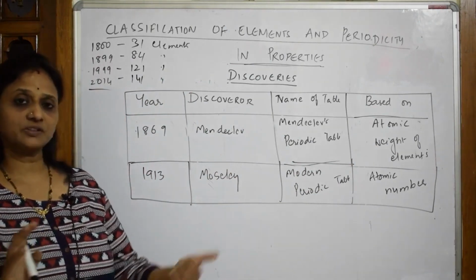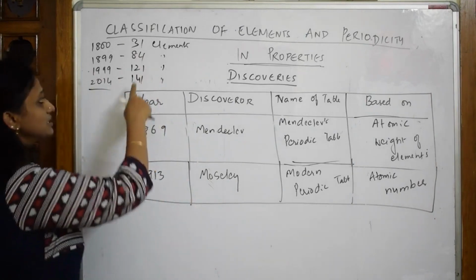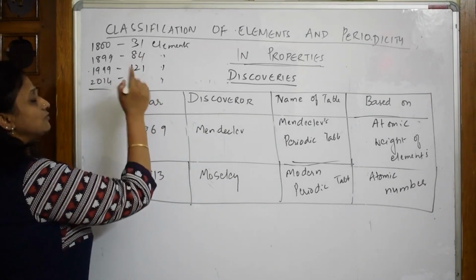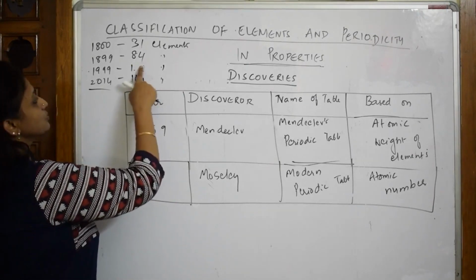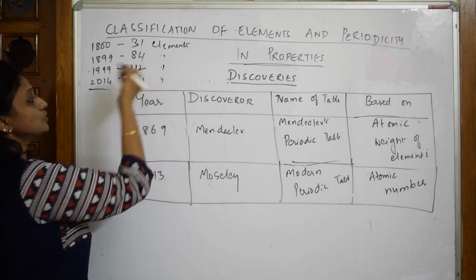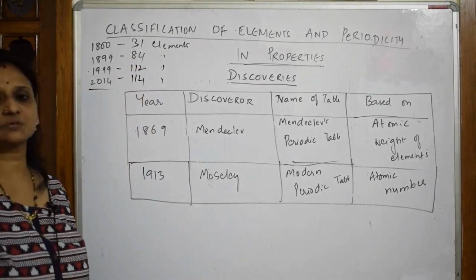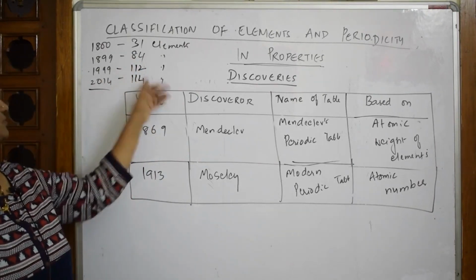So remember, first we took the discovery, but here please change this. This is not 141, it is 114 only. I'm sorry, yes, this is 112. Please correct this, students. It is 112 and it is 114 only. Now it has become 118. So I'm sorry for this, right?